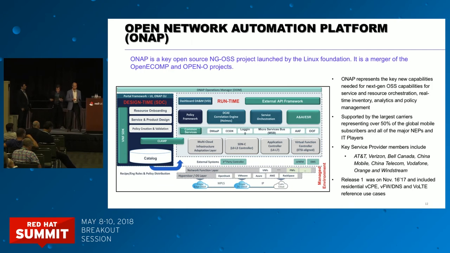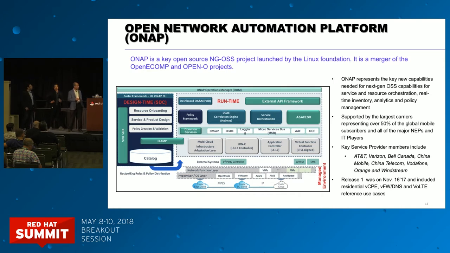So the next piece I want to talk about briefly is the open network automation platform. This is really a next-gen back office system that, as you can see there, a lot of the key large service providers across the globe are beginning to adopt as the framework for their back office going forward.